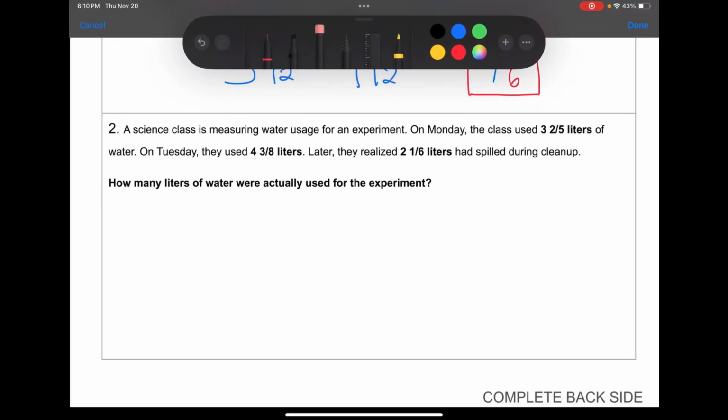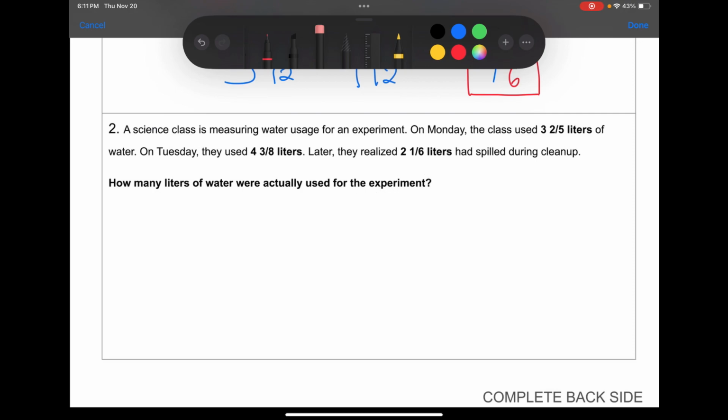A science class is measuring water usage for an experiment. On Monday, the class used 3 and 2/5 liters of water. On Tuesday, they used 4 and 3/8 liters of water. Later, they realized 2 and 1/6 liters had spilled during cleanup. How many liters of water were actually used for the experiment?